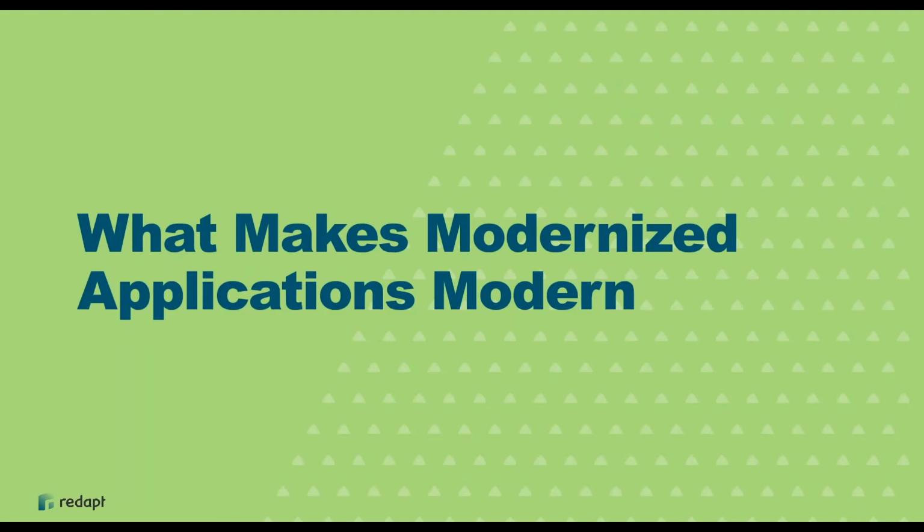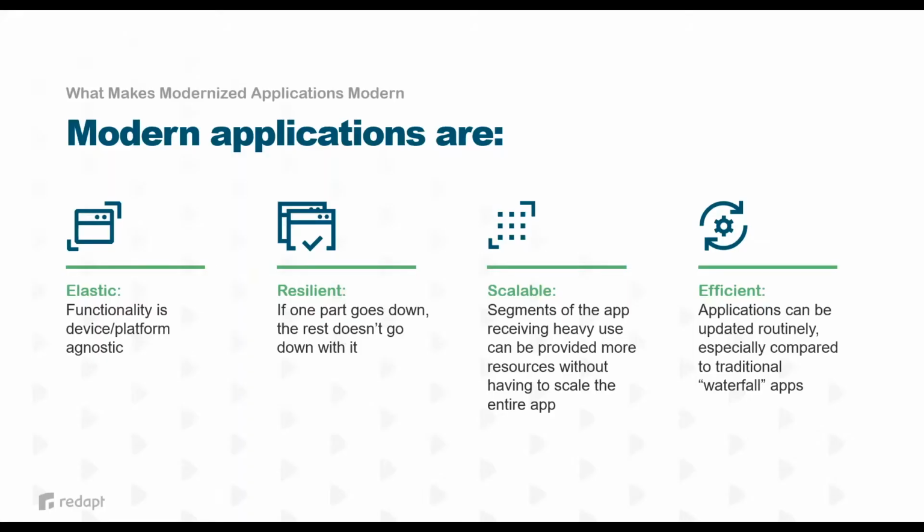The second thing is what makes an application modernized. What do you call a modernized application, right? It should support four things, in my opinion: elasticity, resiliency, scalability, and efficiency. These are the four key pillars for a modern application, and it's pretty self-explanatory. Elasticity: functionality should be device and platform agnostic, and nowadays should be cloud agnostic as well, right? Because Kubernetes gives that for you. It doesn't matter which cloud it runs on, or which device or platform.